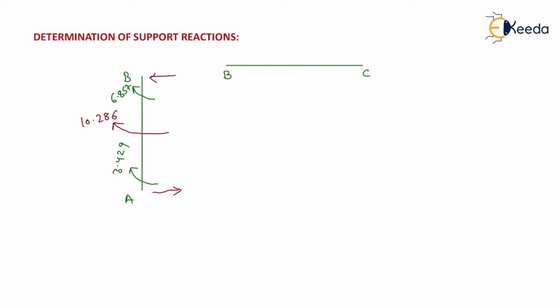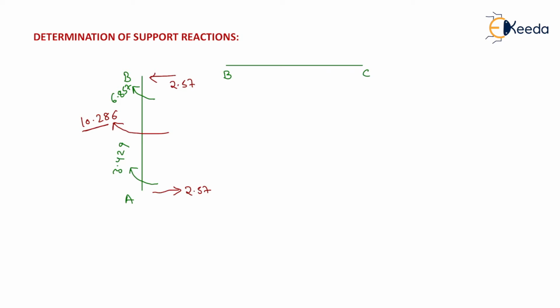Now for finding the values of this reaction we need to divide the net moment acting on the column AB by the total span of the column. So the span length is 4 meter. Now we need to divide 10.286 by 4, it will be equal to 2.57. Now the total moment that will be acting in column AB will be equal to 10.286. For finding the reaction we need to divide this moment by the total span length, that is of 4 meter, so it will be equal to 2.57, which is shown here, that is 2.57 and 2.57.